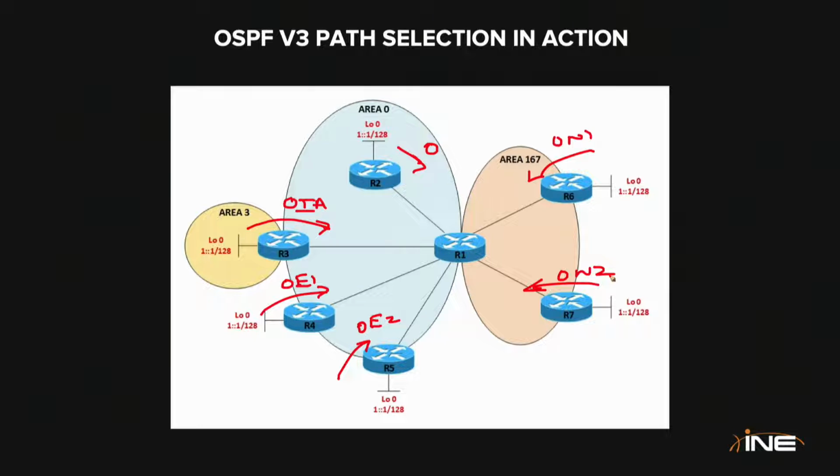So which one is going to be preferred? Metric would never be considered. He will always look at the path type first, so O routes are preferred over OIA.